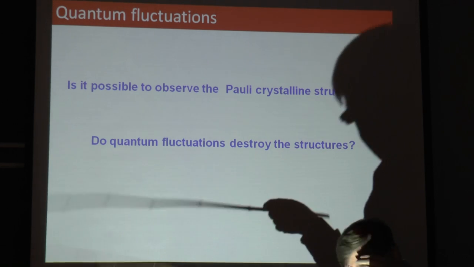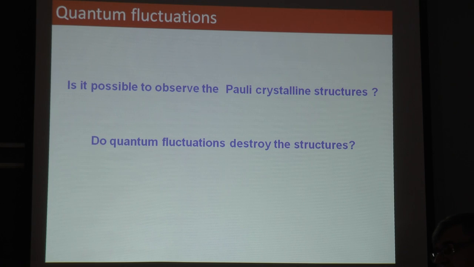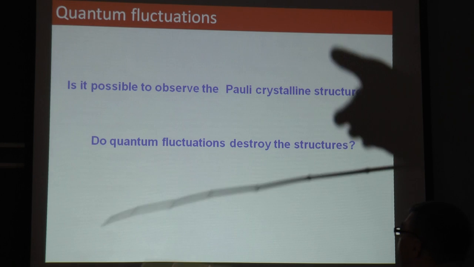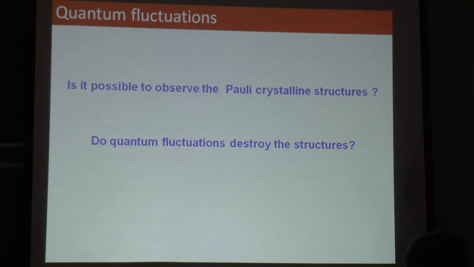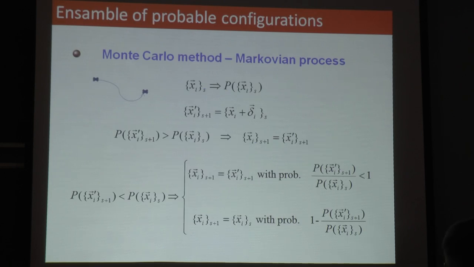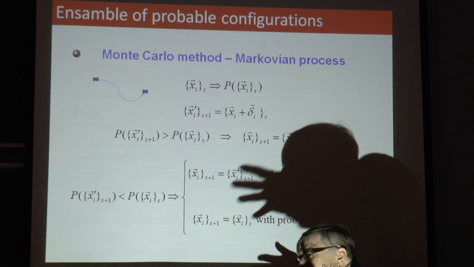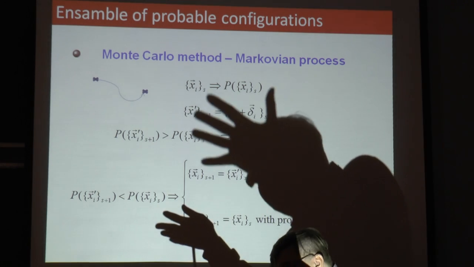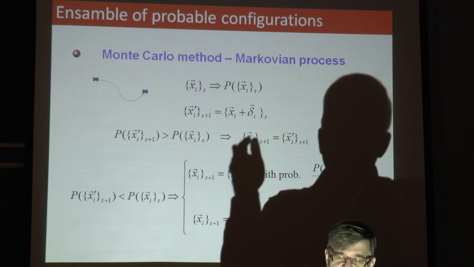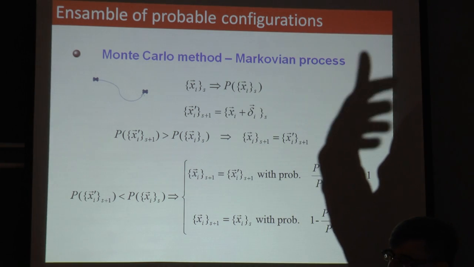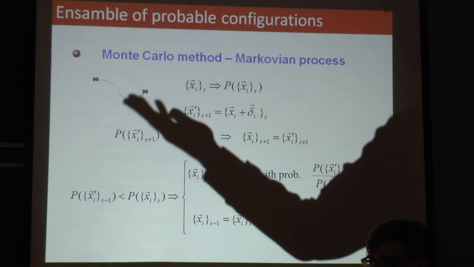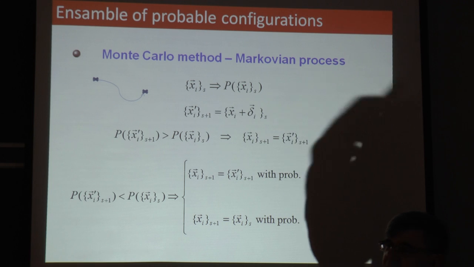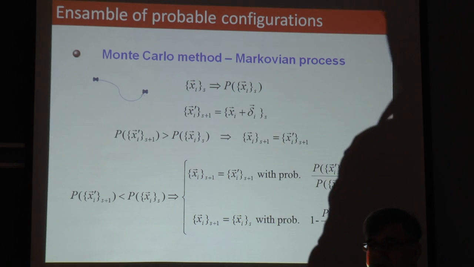So the most important question: this is a very nice curiosity of n ideal fermions, but is it possible to really observe? Do these crystals, these Pauli crystals, exist, or exist only as a maximum of probability? So the question is whether quantum fluctuations destroy the structures or not. So how can we check it? The only way is to make a collection of pictures, to take an ensemble of such realizations of this ground state. There are many realizations, and if we have a lot of them, we can find the ones which are the most frequent. So we can take a histogram and look if there is a maximum in this histogram, and if the maximum resembles these ordered structures or not.